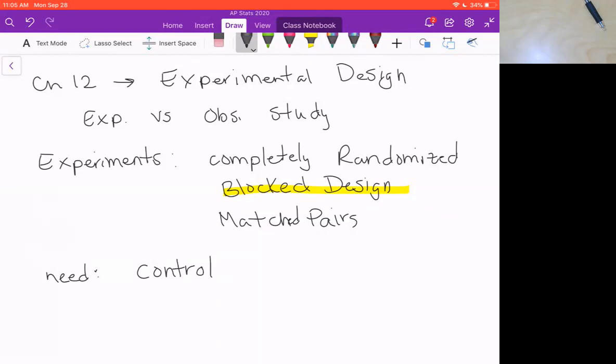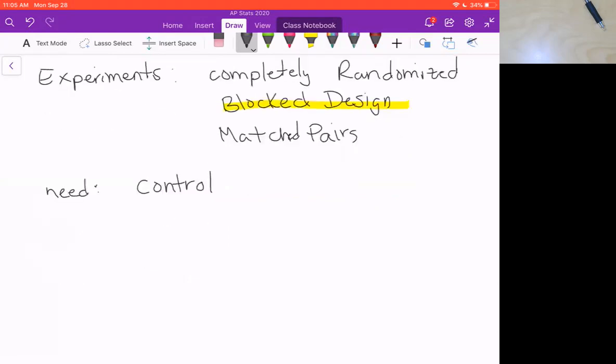So if you got the shrimp in the tanks, you need to treat them all the same way, except for that one nutrient, same temperature, same, you know, whatever else might affect shrimps. Everything needs to be exactly the same except for the factor that you are testing. And of course, we need to randomize.